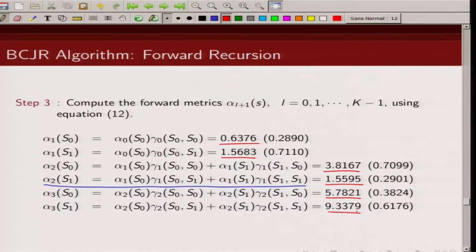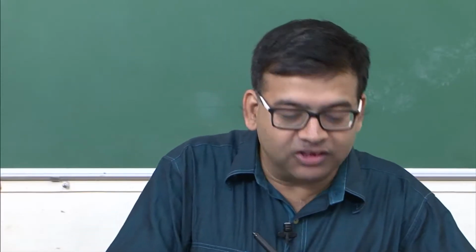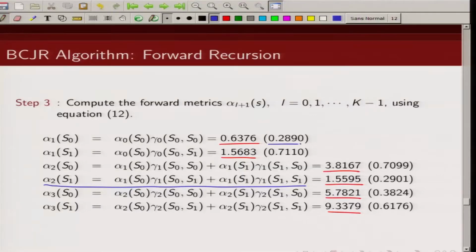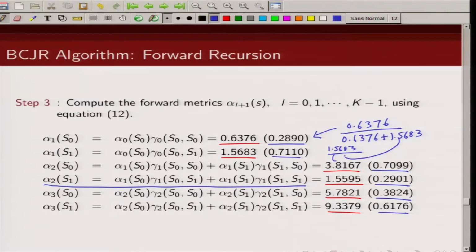Now, we can also normalize the values of alphas, because the alphas over all states should add up to 1. So, in the bracket that you see here, these are the normalized values of alpha. So, how do I get this? So, this is 0.6376 by 0.6376 plus 1.5683. So, this is this quantity. Similarly, this is 1.5683 divided by this one.